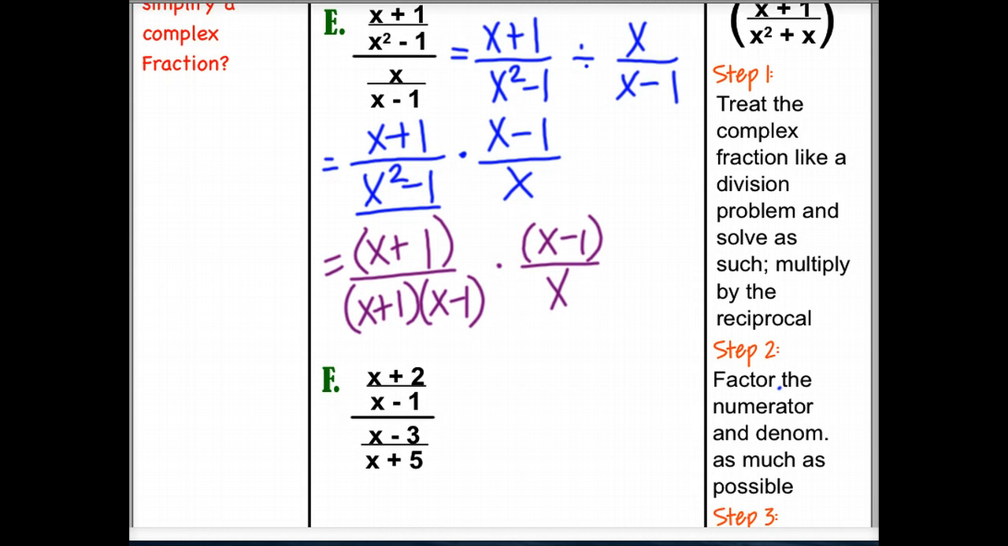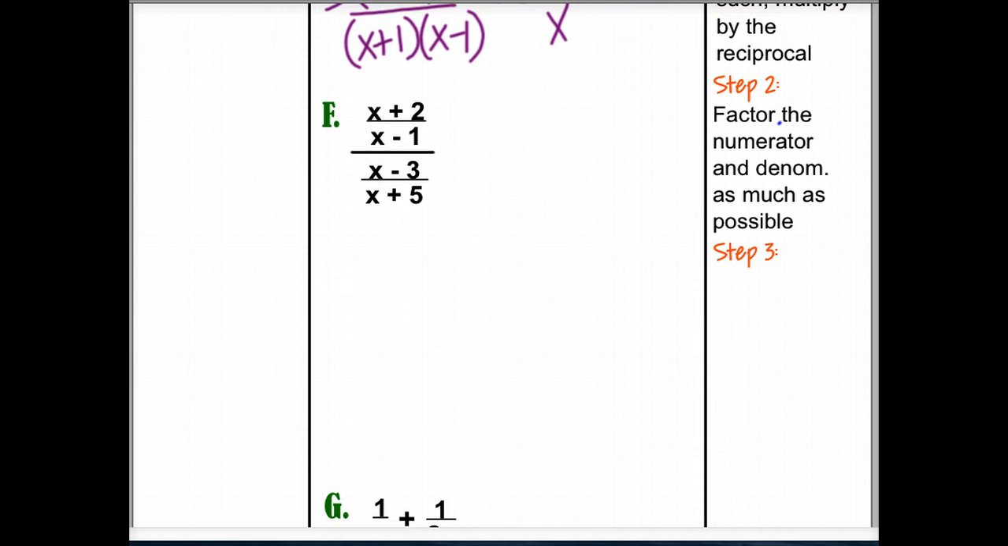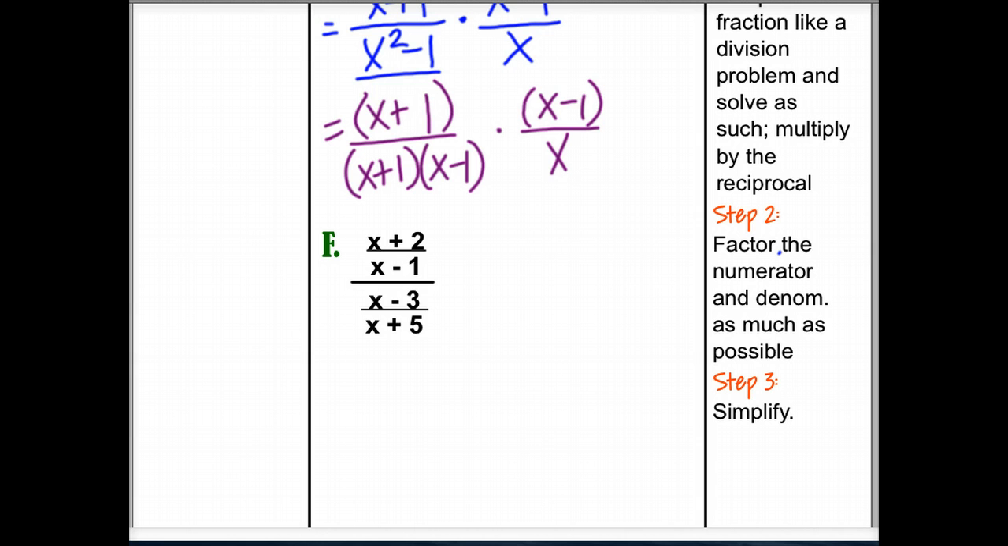Then step 3 is to simplify. Now I see that I have an x plus 1 on the top and an x plus 1 on the bottom. I also have an x minus 1 on the top and an x minus 1 on the bottom. When you cancel them, they all go to 1s, so all that I'm left with is a 1 in the top and an x in the bottom.